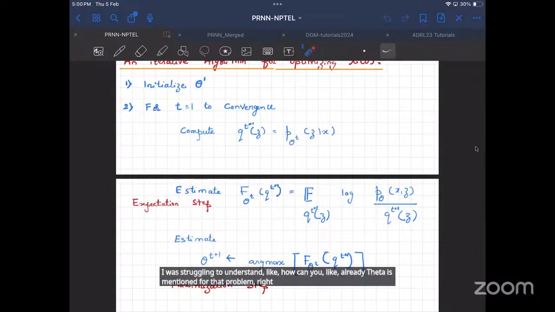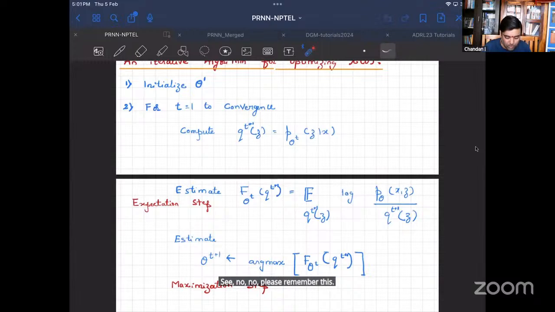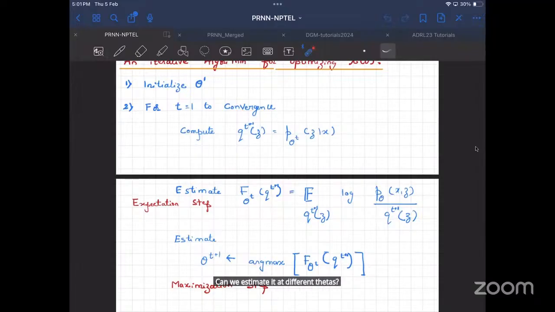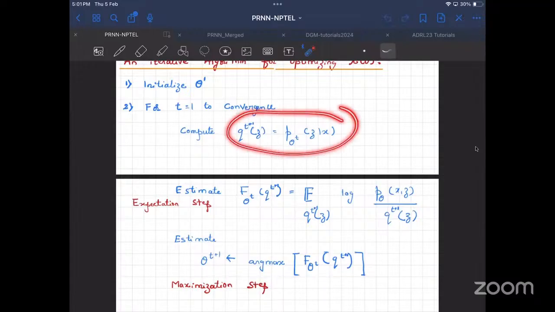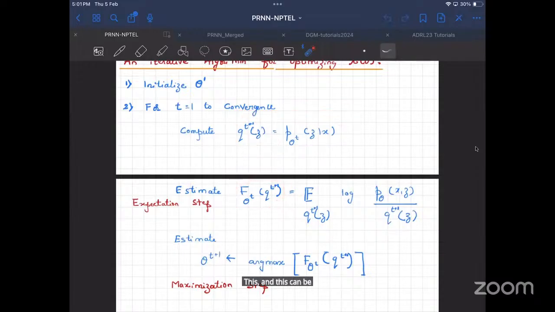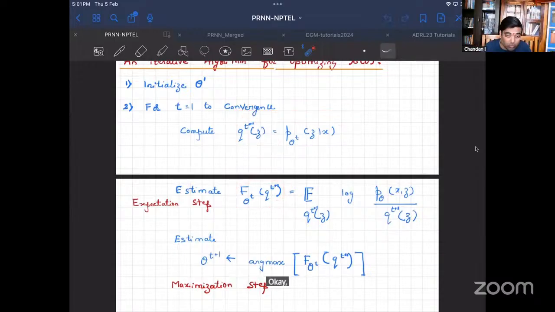Please remember this: this and this can be estimated at different thetas. Correct? That is the answer for your question. This and this can be estimated at different thetas. Okay, now let me tell you what is happening.